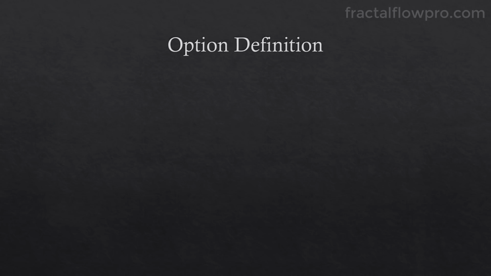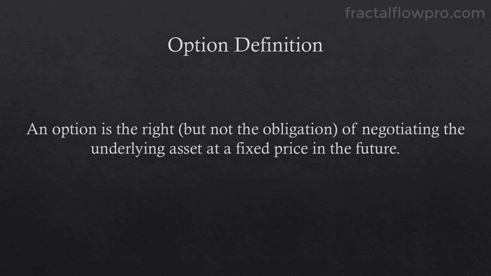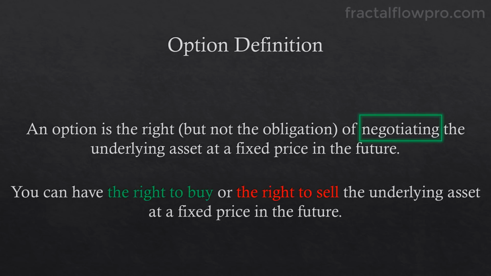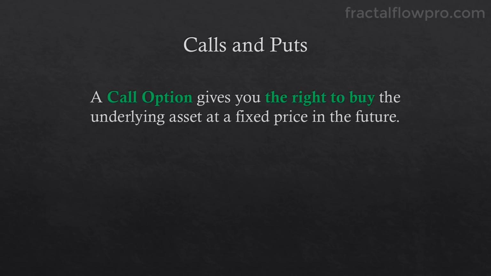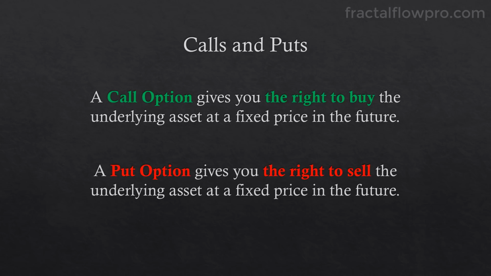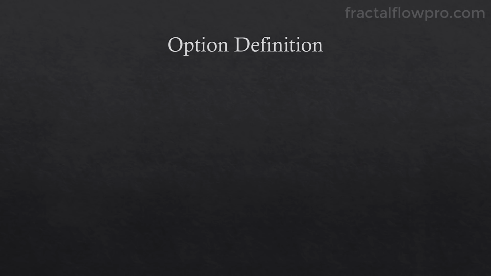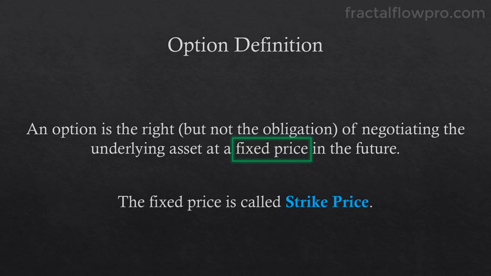This leads us to the second piece of the option definition, meaning that whether you will have the right to buy or the right to sell the underlying asset at a fixed price in the future depends on the type of option you buy. There are two types of option contracts. We have call options, which give you the right to buy the underlying asset at a fixed price in the future, and put options, which give you the right to sell the underlying asset at a fixed price in the future. This fixed price I keep referring to is called the strike price of an option. The strike price is the price you'll be able to negotiate the underlying asset at the expiration date, regardless of the market price at that time.